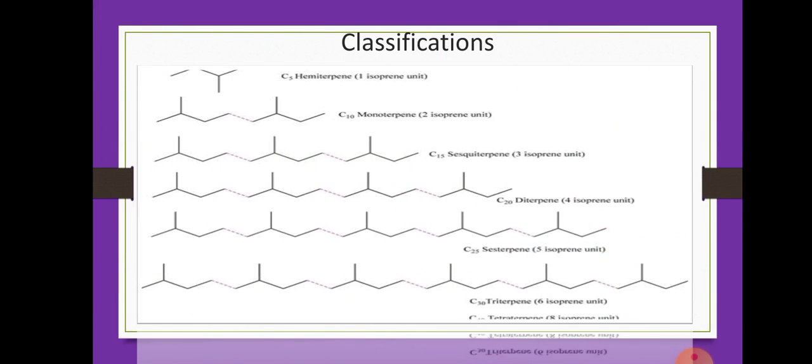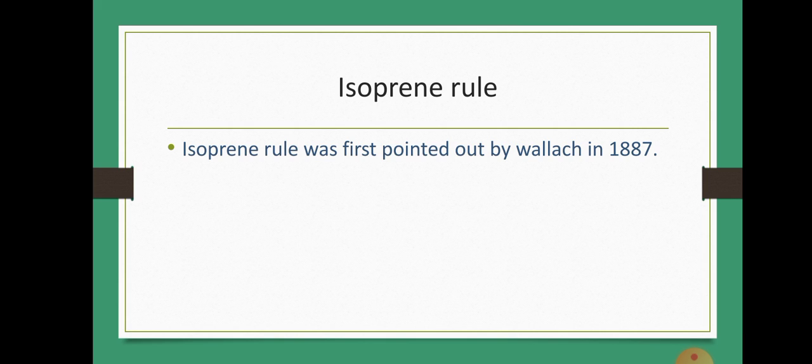Now let's go towards a diagrammatic classification. The different isoprene units are attached over here, and a class of terpene is shown: how the different isoprene units are joined together to form a terpene.